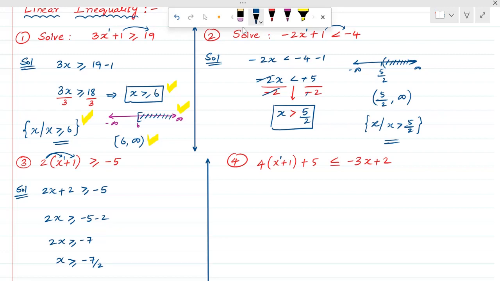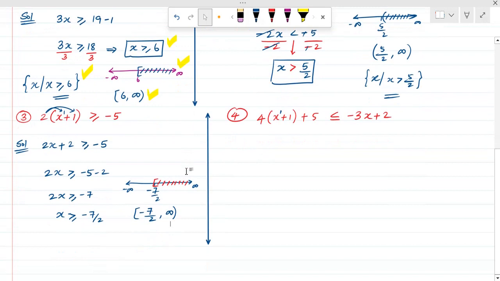Now what is the set builder for this and the graph? So it is minus infinity to plus infinity. This is minus 7 over 2. Since it is more than or equal to, it is closed to the right. And what is the interval notation? This is closed at minus 7 over 2 comma infinity. Infinity will always be open. And what about the set builder for this one? x given x more than or equal to minus 7 over 2. So this is the final answer.